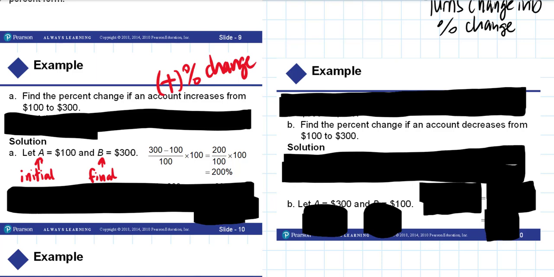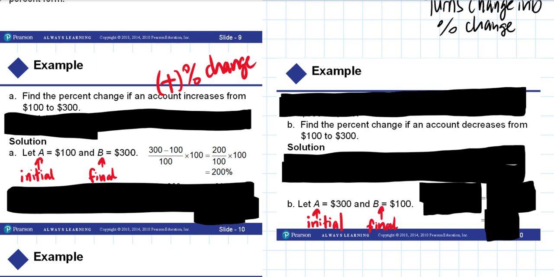Find the percent change if an account decreases, and they wrote this kind of funny, decreases from 100 to 300. I think they meant decreases to 100 from 300, but they just had a little bit of a mistake. They did say decrease, and you'll see it in the work in just a second. So I do have that block right there below it. That's the A work. Okay, so let A equal $300. That's our initial value. And B equal $100.